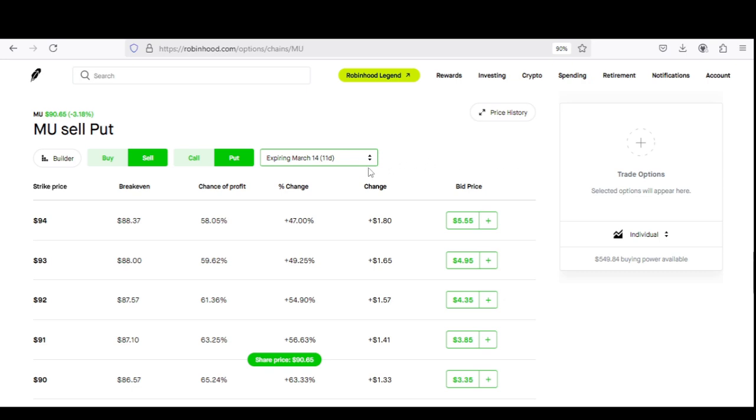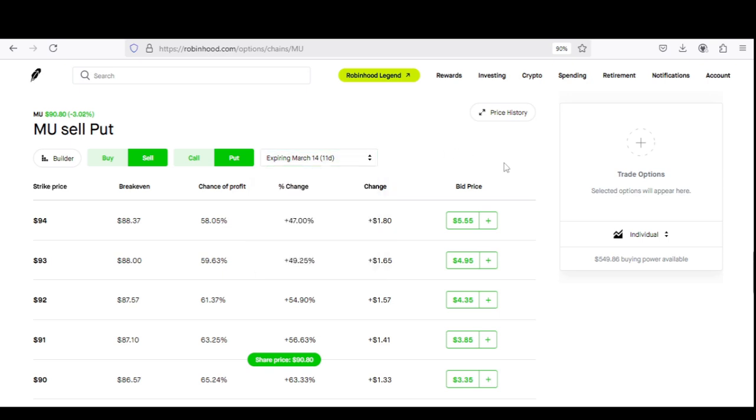So, if you are a fortnightly paid worker, then I suggest you go out 11 days or 2 weeks. If you are a monthly paid worker, then feel free to go out a month time period. Now, keep in mind, the closer the expiration date, the more risky it's going to be. The stock market seems to be a bit more volatile in the shorter time frame than in the longer time frame. So, an expiration date of March 14th is going to be more volatile than an expiration date of, let's say, March 28th. But for the purposes of this video, we're just going to be using March 14th.